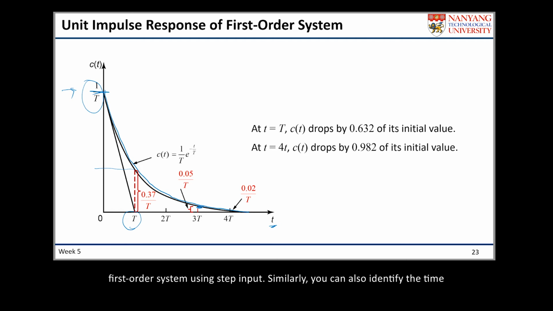Similarly, you can also identify the time constant of your first order system using a unit impulse signal. You give a unit impulse signal to the first order system, and then you look at the response. The time when the response is equal to 37% of the initial value, that time is equal to the time constant. So it's pretty similar, just the way you see the time constant will be slightly different here, but both of them will work to identify the time constant.